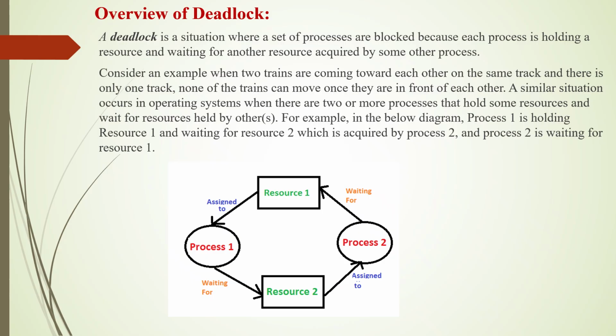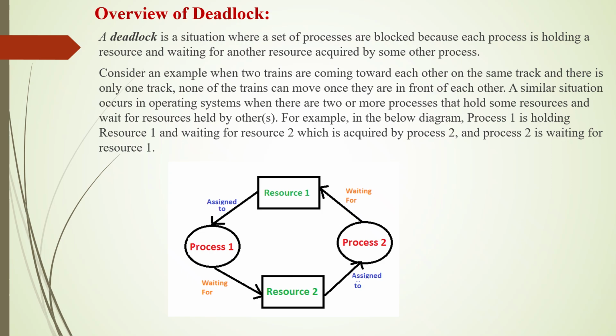Now let's understand the concept of deadlock in operating system. A deadlock is a situation where two or more processes are blocked because each process is holding a resource and waiting for another resource that is held by another process. As a result, none of the processes can continue their execution and the system comes to a standstill.